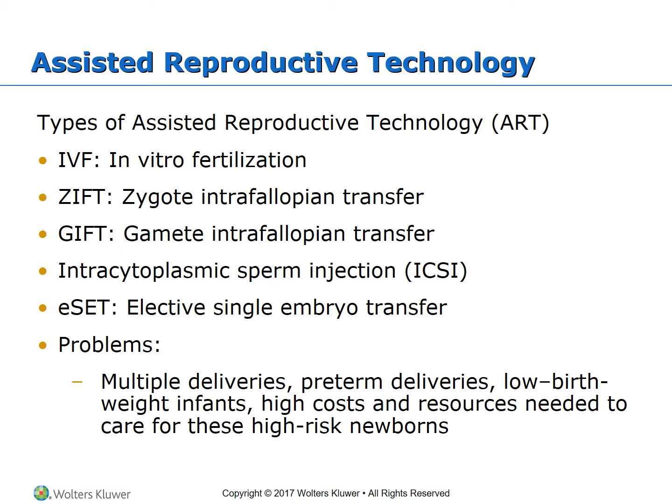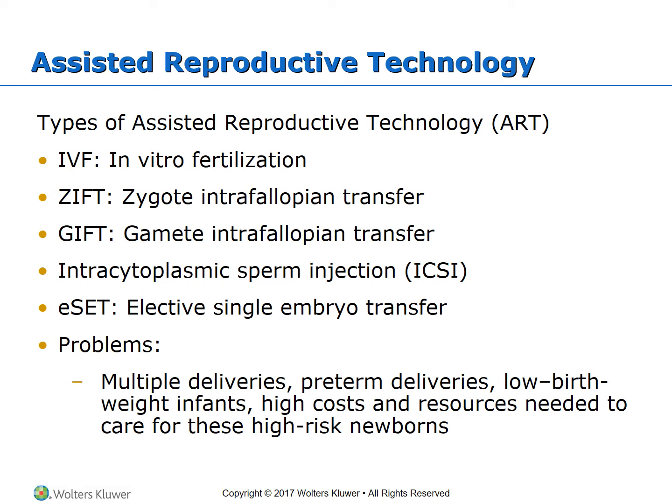And then you have ZIFT, the zygote intrafallopian transfer, or there's another one called a tubal embryo transfer, the TET, that uses fertilized eggs that are transferred via a laparoscope into the fallopian tubes. So the difference between ZIFT and TET is the date of implantation after fertilization.